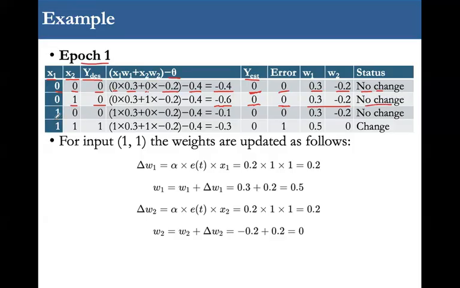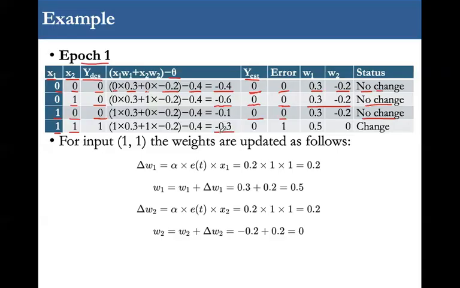Similarly, we calculate for the third row, x1 as 1 and x2 as 0. And here the y desired value we have is 0 and y estimation we get is 0 and the error is 0. There is no change in the weight values. Now for the final row, we calculate x1 as 1, x2 as 1. When we calculate, we get minus 3.